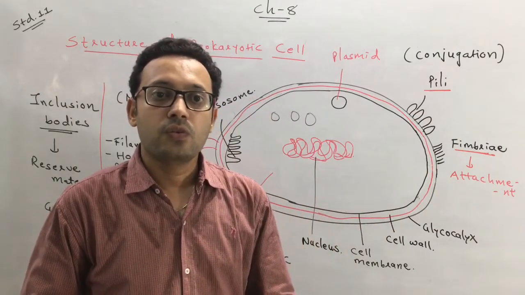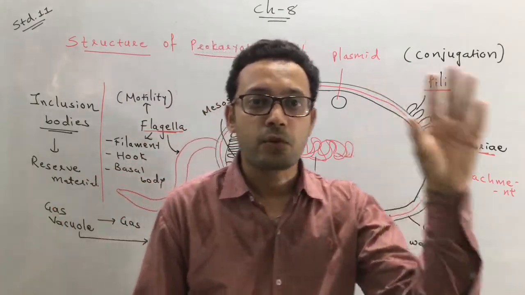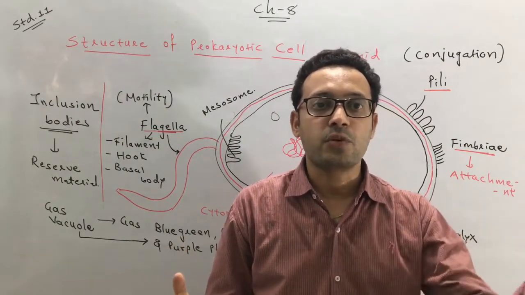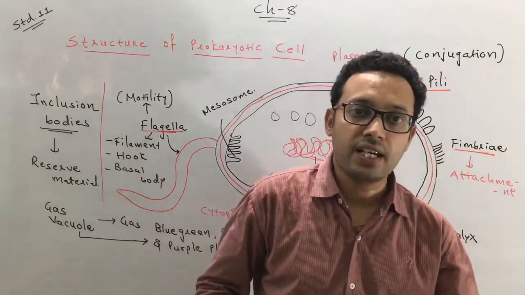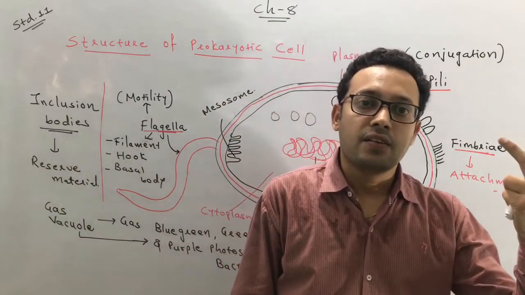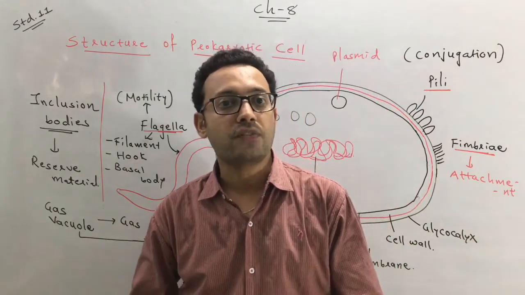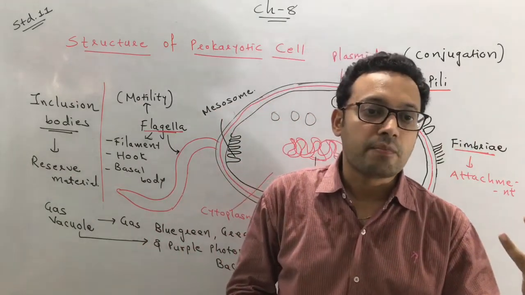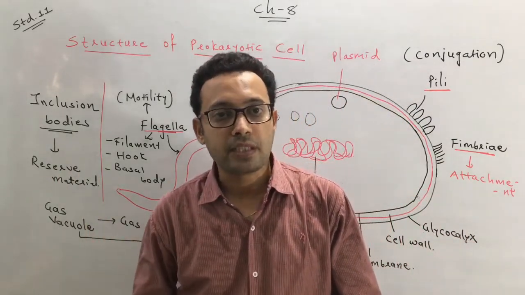Now we have to start with the eukaryotic cell. We have already seen the difference between prokaryotic and eukaryotic cells. What is the difference? Prokaryotic cells are smaller, eukaryotic are larger. Prokaryotic divides fast, eukaryotic divides slow. In prokaryotic cells, a well-organized nucleus is absent. In eukaryotic cells, a well-organized nucleus is present. In prokaryotic cells, membranous structures are absent. In eukaryotic cells, membranous structures are present.